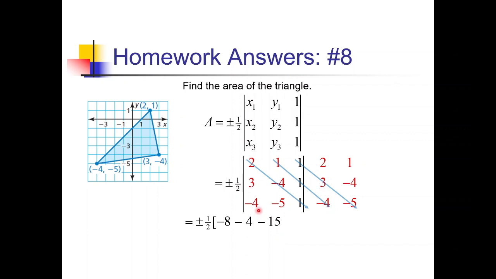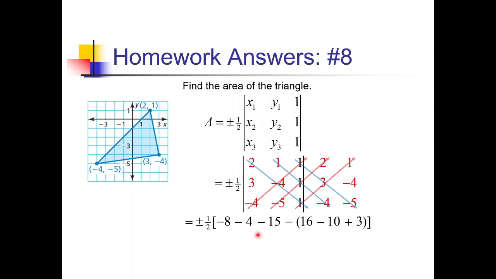Now I'm going up and to the right. So I've got -4, -4, and 1. That's going to give me a 16. But I'm going to be subtracting that along with a bunch of other things that I'm adding together from this direction of multiplication. We also have -5, 1, and 2. That multiplies to -10. And finally, 1, 3, and 1 is going to give us 3.